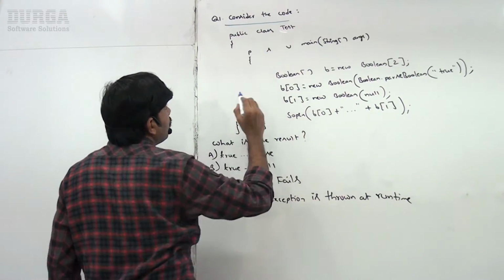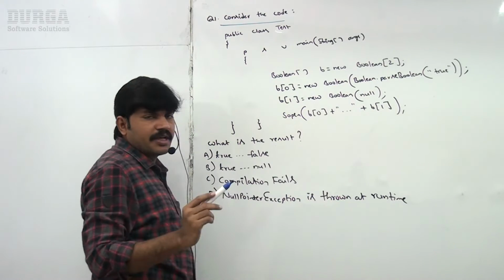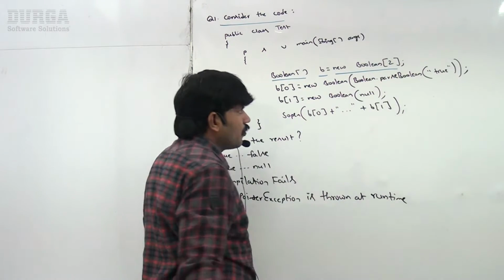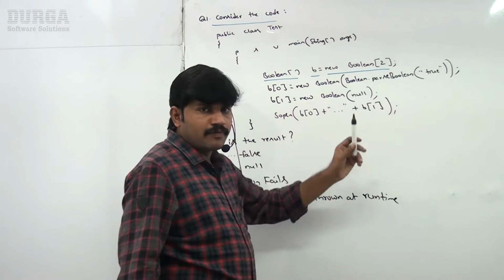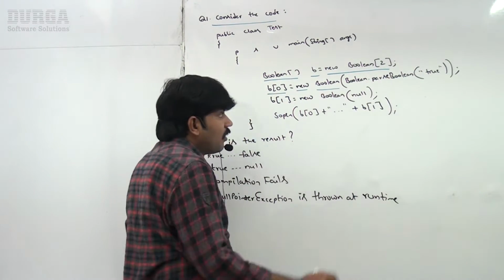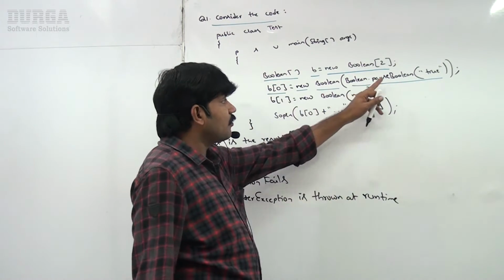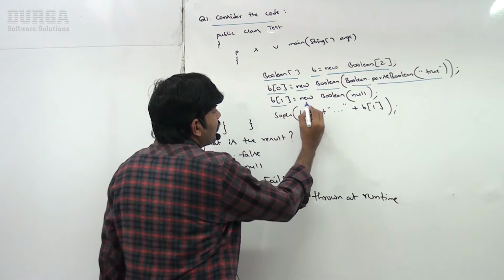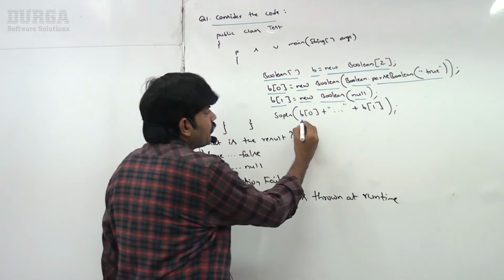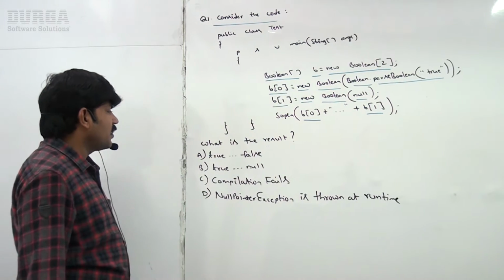Consider the code: public class Test, public static void main(String[] args). Here I am taking Boolean array b = new Boolean[2]. b[0] = new Boolean(Boolean.parseBoolean("true")); b[1] = new Boolean(null); System.out.println(b[0] + " " + b[1]). Can you tell me what the result is?